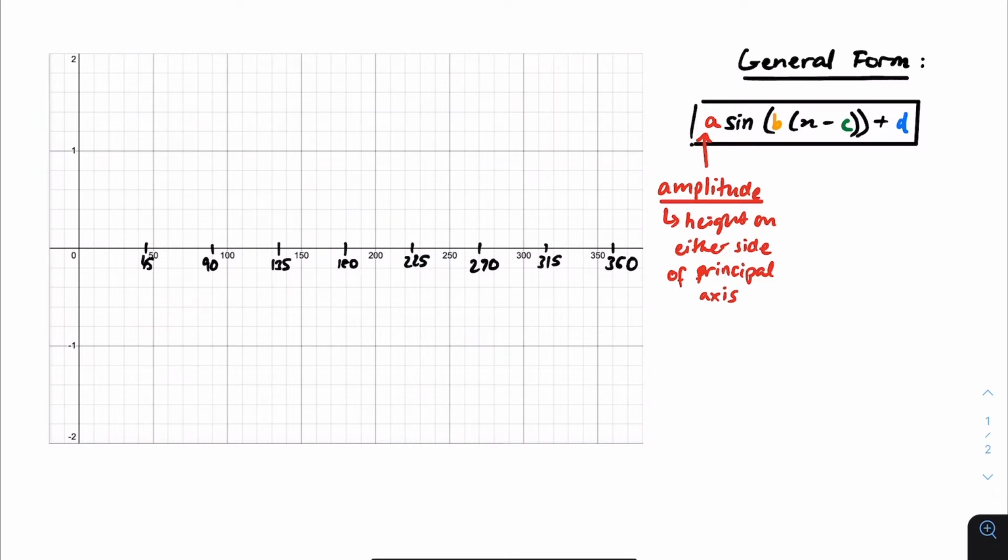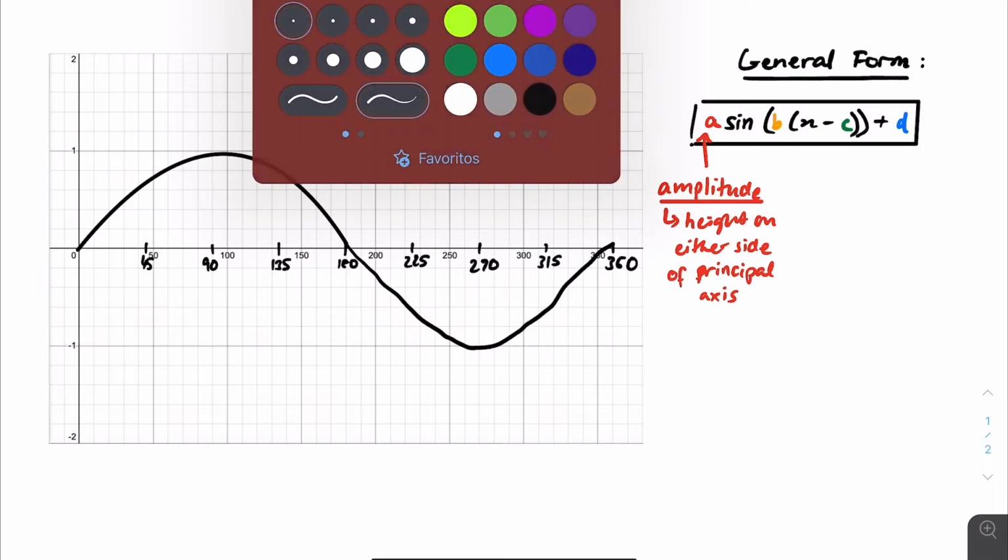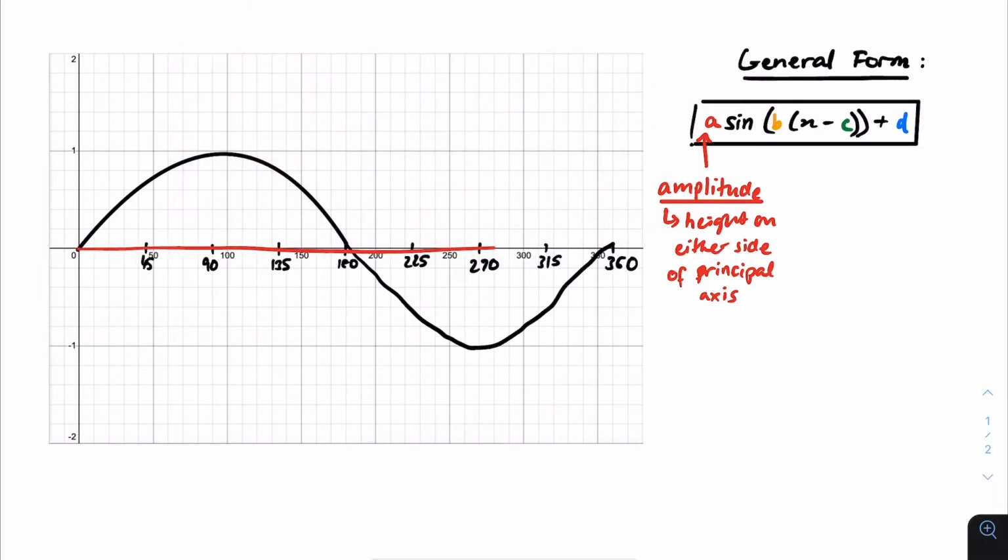So I'm just going to draw an ordinary sine curve here. Actually, I think it might have been helpful if I had drawn this earlier, but it's okay, I'll draw it now. So that's a general sine curve. So the principal axis is this line over here. And the amplitude is actually this distance up here between the two. It's like the peaks.